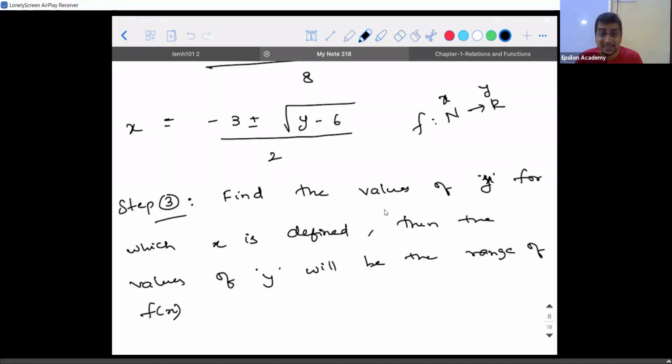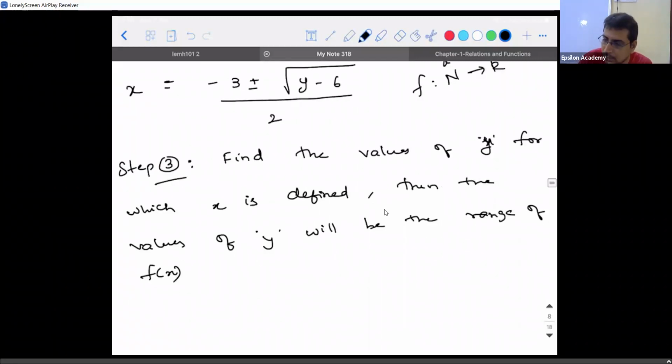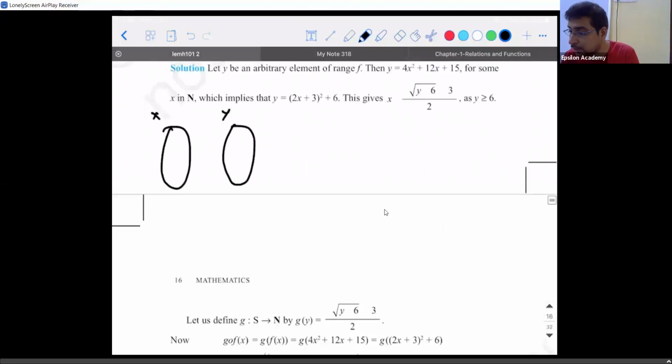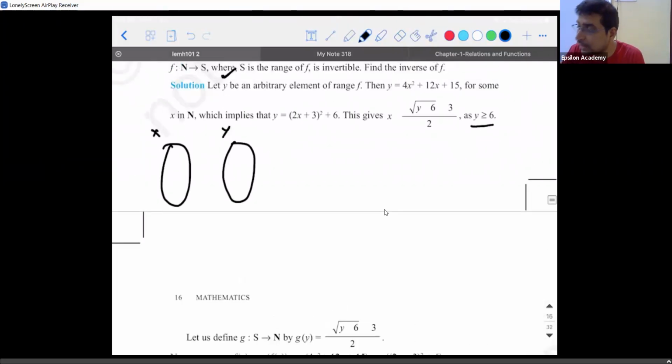Sir, root 0. Okay, sir. So the least value of y that you can substitute is 6, giving root 0. That is the reason why they told y is greater than or equal to 6. They did it using the completing the square method. So this is also right only. So x is equal to root of y minus 6.